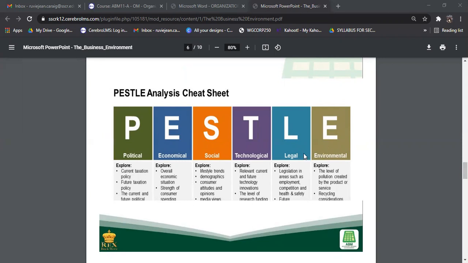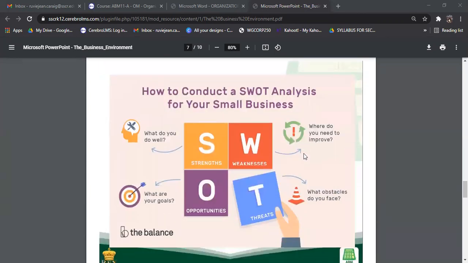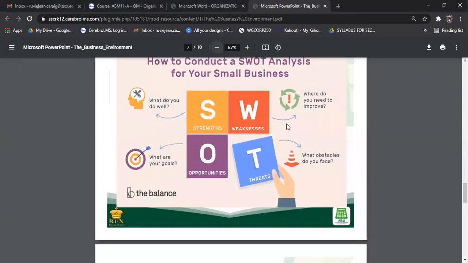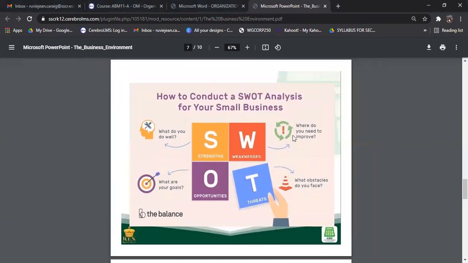Now, let's move forward to the next one, which is the SWOT analysis. SWOT means strengths, weaknesses, opportunities, and threats. Not unlike the PESTEL analysis that only scans the external environment of a business, when we talk about SWOT analysis, you're not only scanning the external environment of the business, but you're also taking a look at the internal environment of the business.